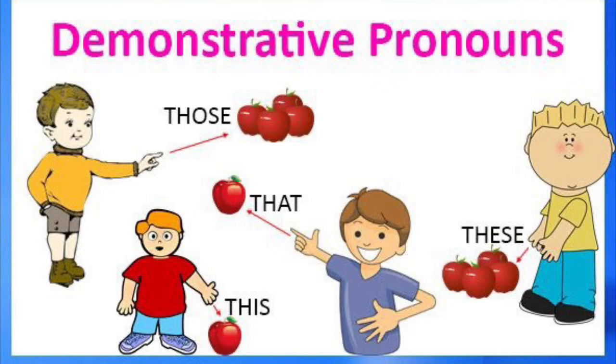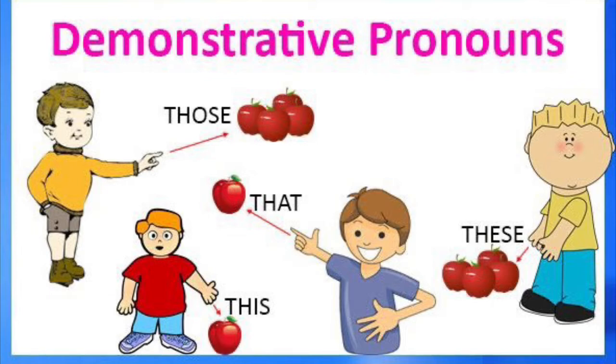And these and those, as you can see in the pictures also, are used for plural nouns. So you have to keep in mind that this and that are used for singular and these and those are used for plural.